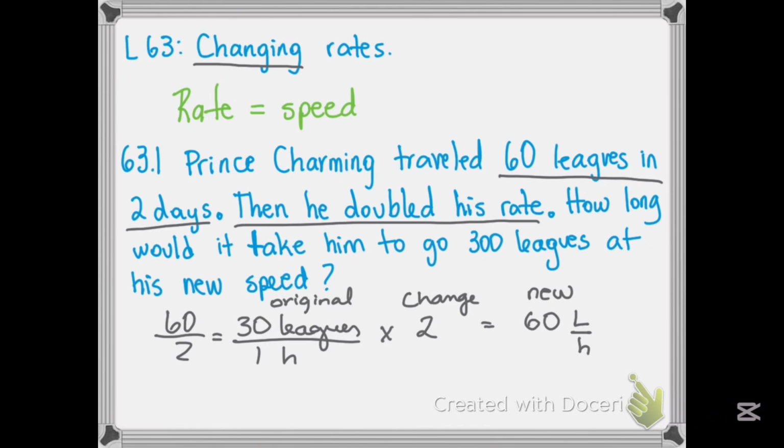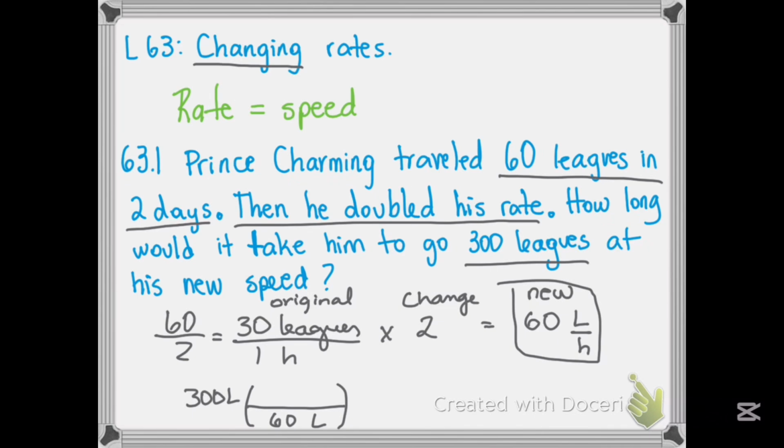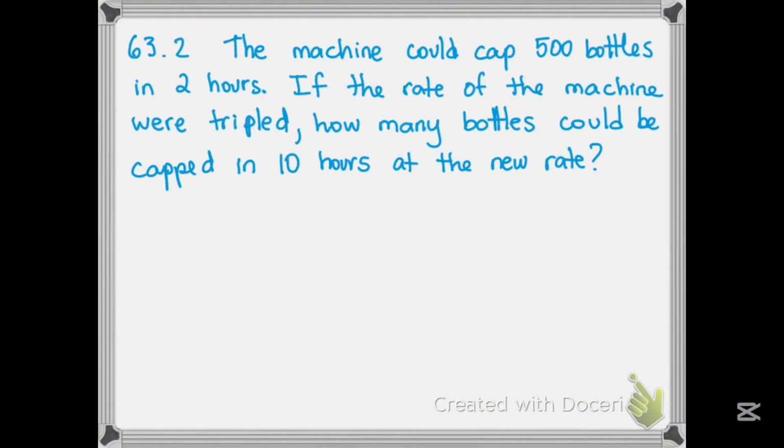Now it says, how long would it take him to go 300 leagues at the new speed? So 300 leagues, we'll put 300 leagues here. And we're going to use our unit multipliers as we usually do, using the new speed. So 60 leagues go on the bottom, 1 day on the top. And we divide. And if I divide that, it's 5 days. And that's our answer.